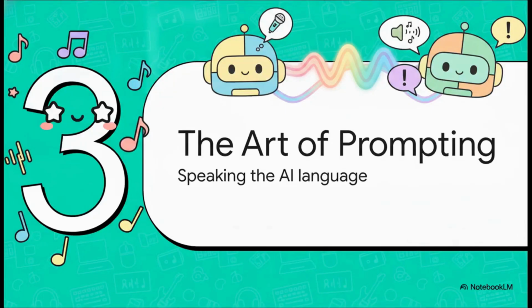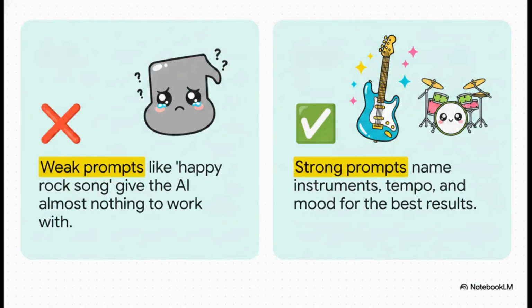Moving on to section 3, the art of prompting. This is all about speaking the language of your AI composers. Let's address the single biggest mistake creators make right out of the gate, using the exact same prompts for both platforms. A weak prompt is something generic like happy rock song. It gives the AI almost nothing to work with, and you're going to end up with generic, boring audio.